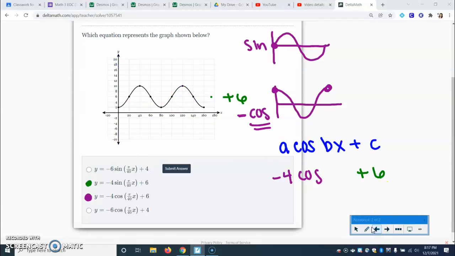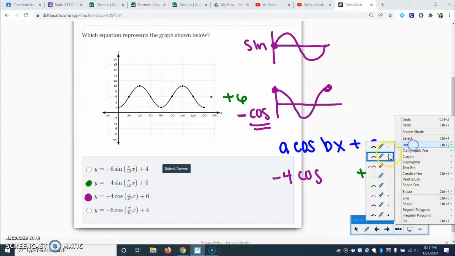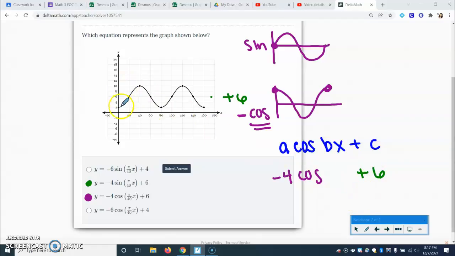So I'll say that again, the B value is related to the period of the graph, but it does not equal the period of the graph. So I'm going to find the period. That goes from 120 to 40. So 120 minus 40 is 80.